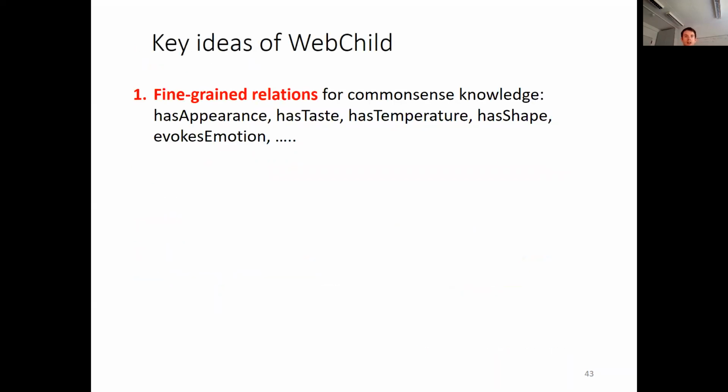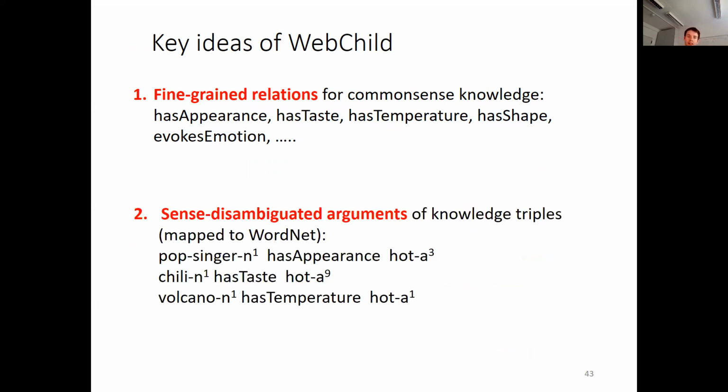The key ideas of WebChild are to get fine-grained relations for commonsense knowledge. So we don't just want to know that an adjective applies to a noun, but we want to say in which relation they stand. So is it about the appearance, or the taste, or the temperature, or the shape, or similar? The second idea is to disambiguate the meaning of adjectives, because adjectives can be overloaded. So hot can mean a taste, or a temperature, or an appearance. We want to disambiguate them to word senses in WordNet, here indicated by the superscript. So the adjective hot has 9 or more word senses in WordNet.